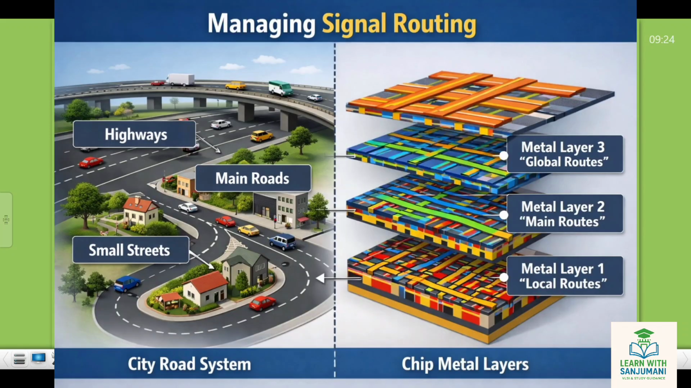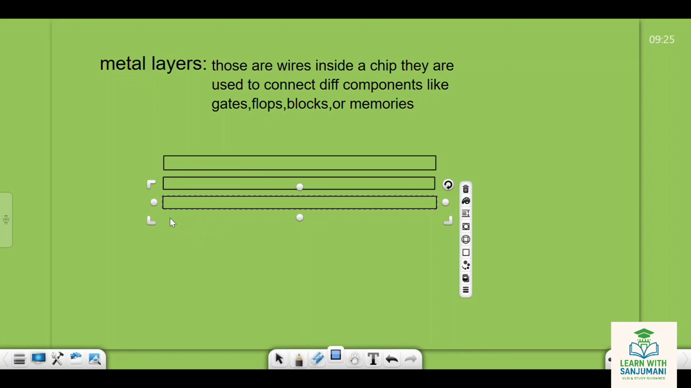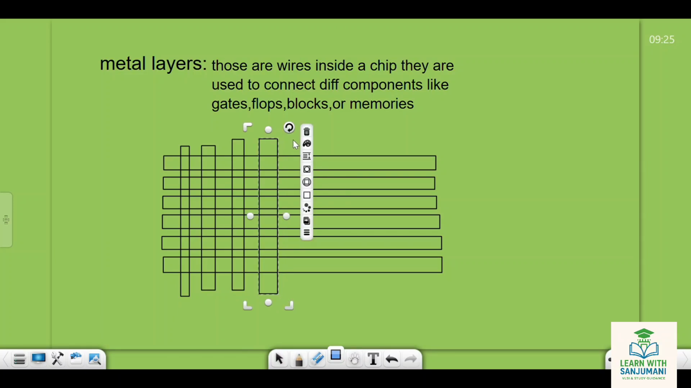Imagine a city road system has small streets, main roads, highways, all are used to manage the traffic. Similarly in a chip, we are using multiple metal layers to manage the signal routing. Now, next I will show you the metal layers view.